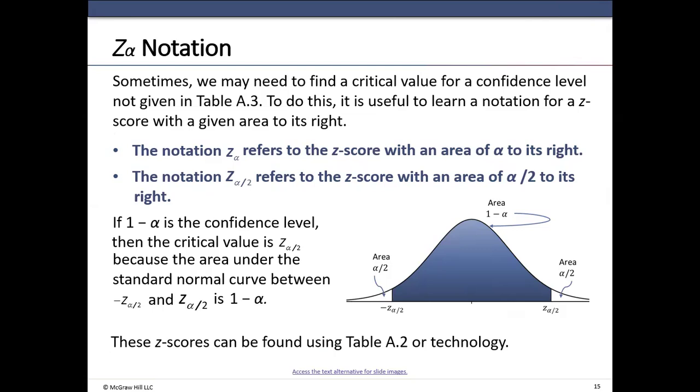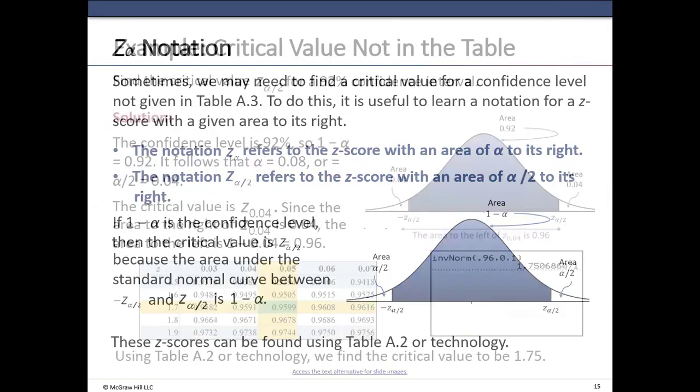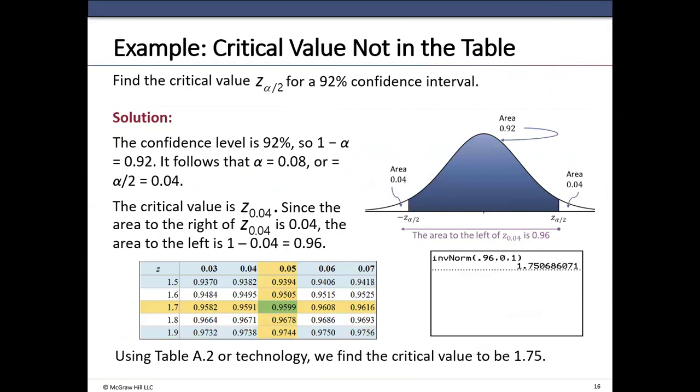Now, what is 1 minus alpha? Suppose it is 0.95. Then 1 minus alpha is the confidence level, 95%, which is 0.95. In that case, alpha is 1 minus 0.95, which is 0.05, and alpha by 2 is 0.05 divided by 2, which is 0.025. Okay. So we are not going to use the table.